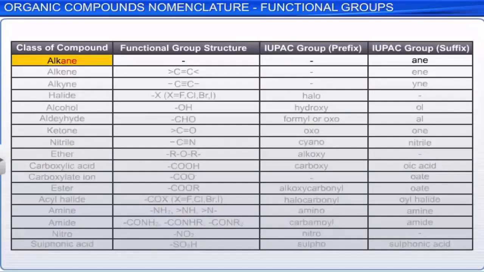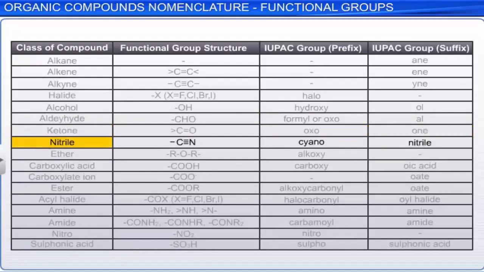The alkane group suffix is ane, A-N-E. The alkene group suffix is ene. The alkyne group suffix is ine. The halide group prefix is halo. The alcohol group prefix is hydroxy and the group suffix is -ol. The aldehyde group prefix is formyl or oxo and the group suffix is -al. The ketone group prefix is oxo and the group suffix is -one.